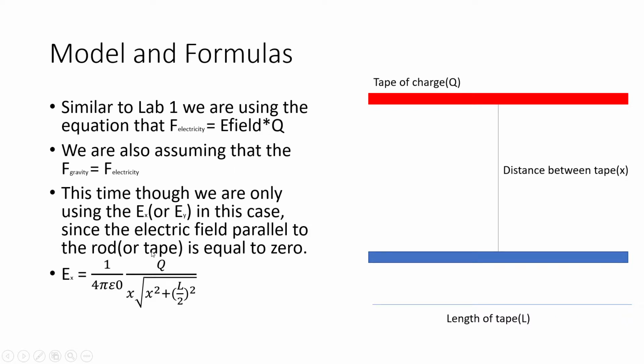This is actually the new equation we're using. This is the field for a charged tape on a rod: 1 over 4 pi epsilon naught, times the charge of the bottom tape, over x times the square root of x squared plus (L over 2) squared. This is going to give us the electric field from the bottom tape on the top tape at the point of the top tape, using this distance x, basically in the x direction.